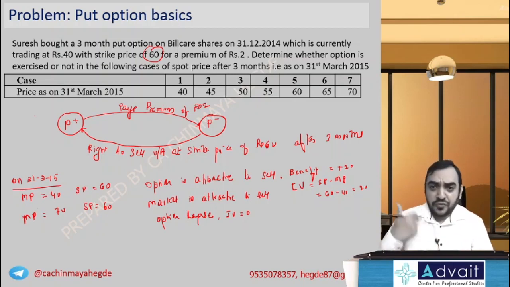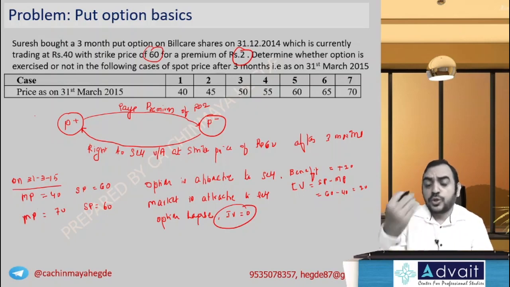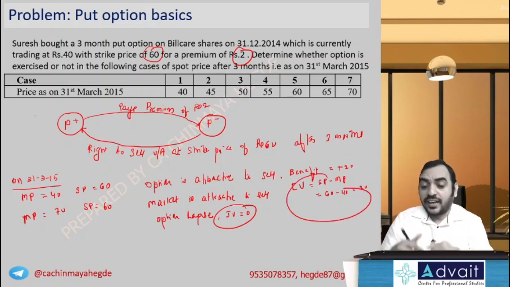And same thing for the holder: the premium already paid, the 2 rupees, will be an expense. So in the second case, whatever premium is paid is going to be lost. For the writer, the premium received is going to be income, but the intrinsic value that you calculate is going to be your outflow.